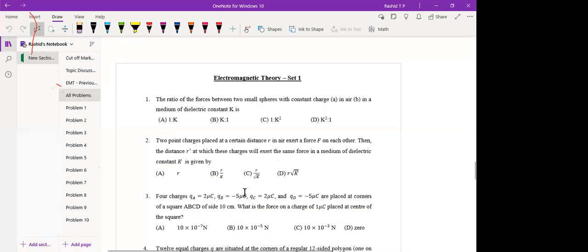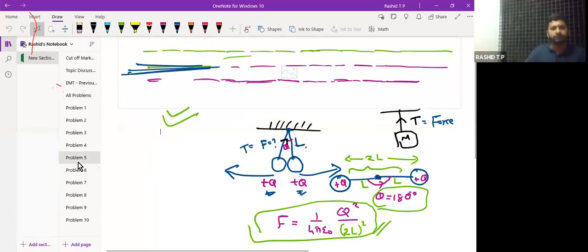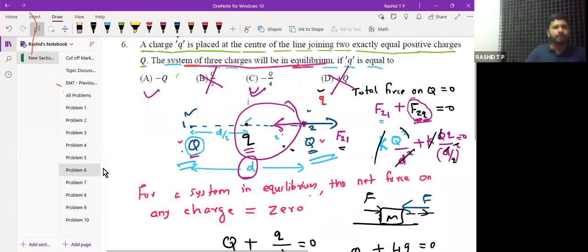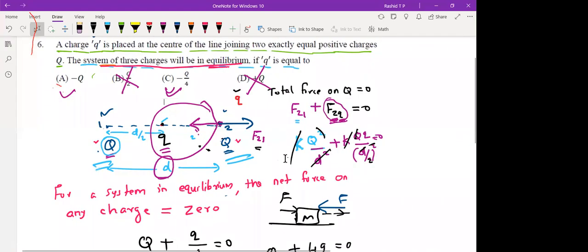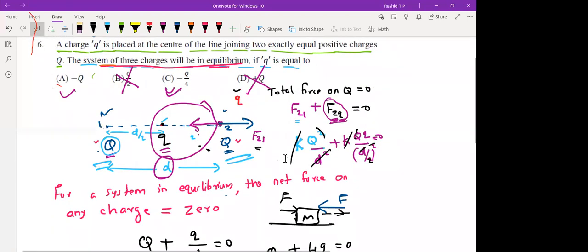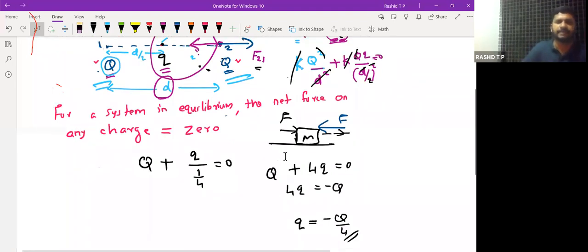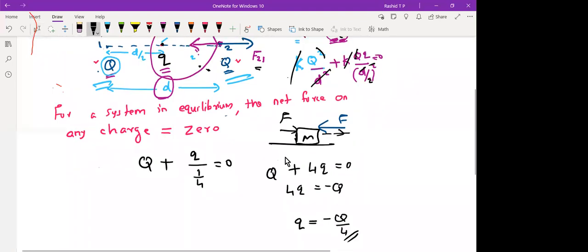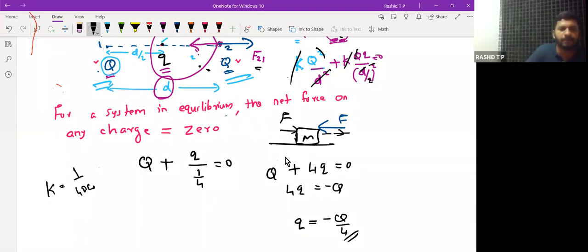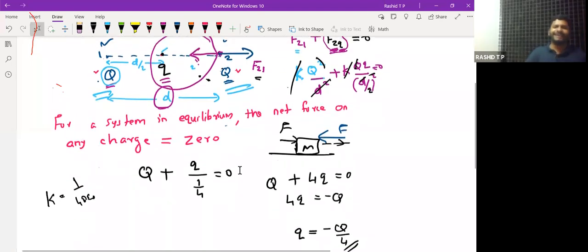Sir, here the k is equal to 1 by 4 pi epsilon 0 in the last question. Last question, I think the 5th one or 6th one we did. For F21, we wrote k into q square by d square, no? So the k is equal to 1 by 4 pi epsilon 0. Yes, exactly. But if we have a medium, then only k will come. Okay, yes. That is good.